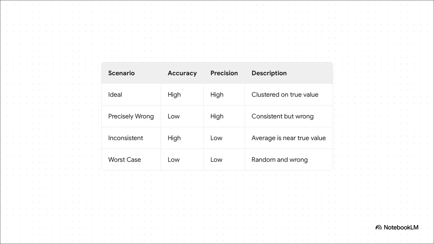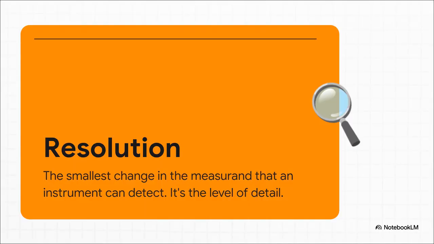This one is often the most dangerous because that consistency can fool you into thinking your data is great when it's not. Next up is resolution. The best way to think about this is just the level of detail. It's the smallest possible change that the system can even notice. It's really the difference between looking at a blurry, pixelated image versus a sharp, crystal clear, high-definition one. The more detail you have, the clearer the picture of what's actually going on.